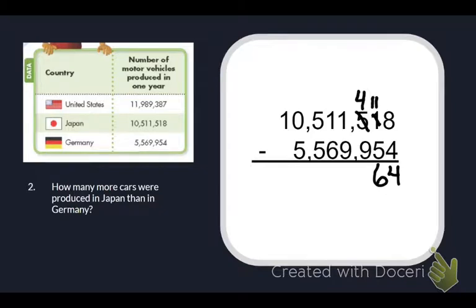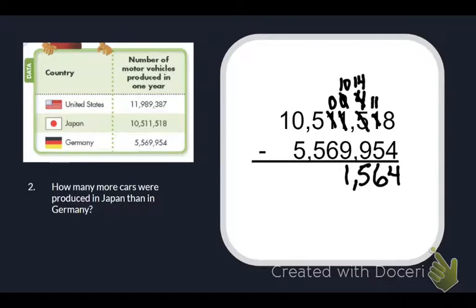4 minus 9 is? Got to borrow. If we borrow from the 1, how much is left there? 0. And our 4 becomes? 14. What is 14 minus 9? 5. 0 minus 9? Borrow. So the 1 becomes 0, and the 0 becomes what? 10. What's 10 minus 9? 1.